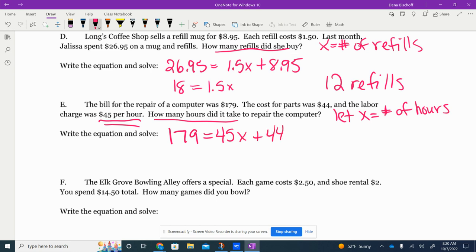Perfect. So when I subtract 44 from both sides, I get 135 equals 45x. 45 times 2 is 90. 90 plus 45 is 135. So 3 equals x. 3 hours. I try to never use a calculator, ever. I try to keep my brain sharp.